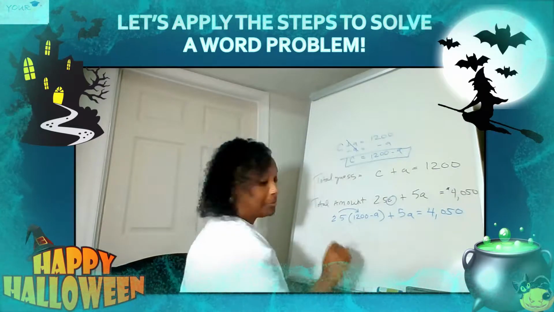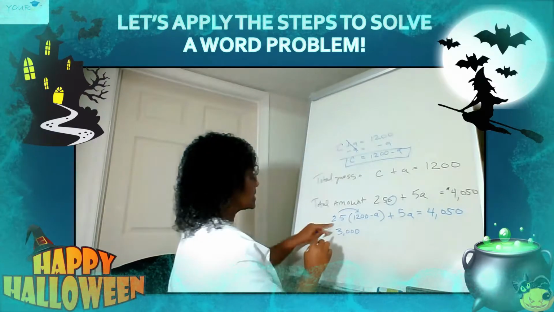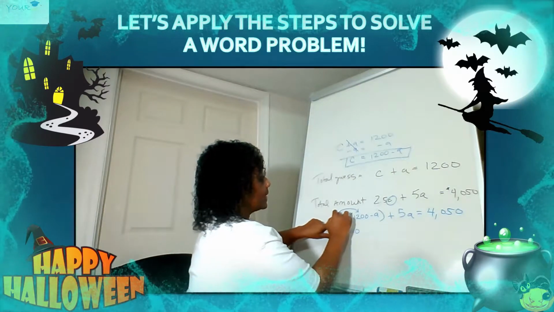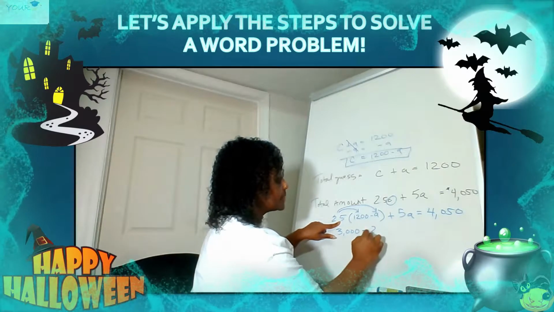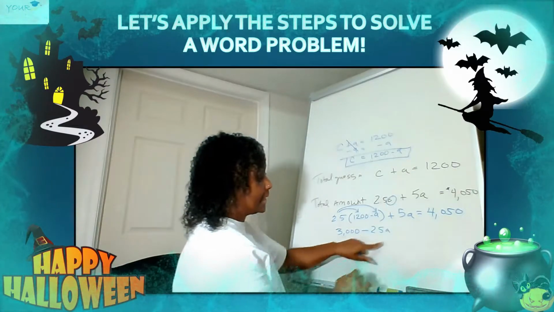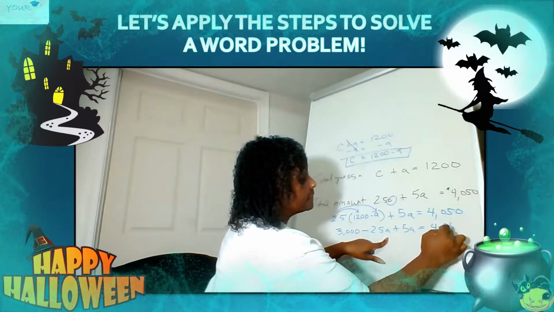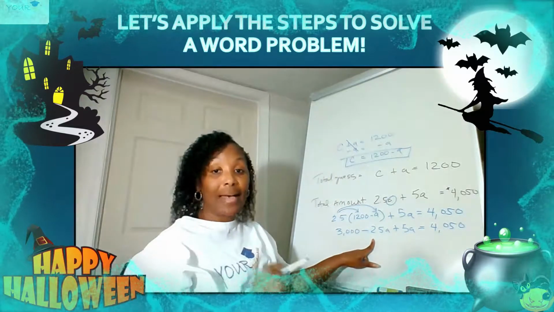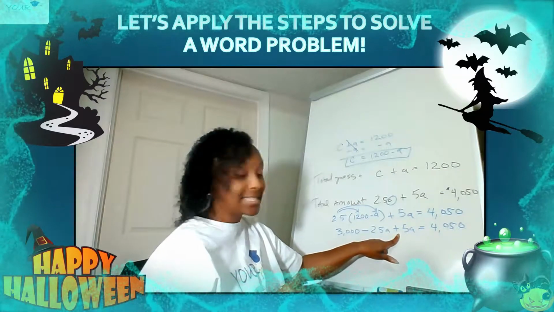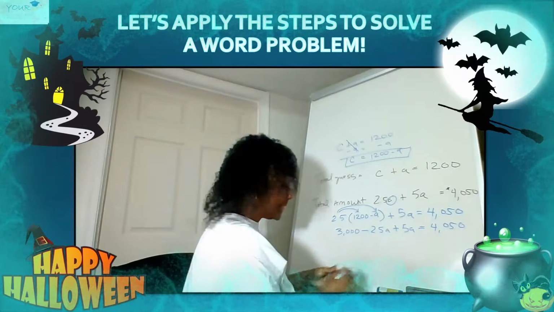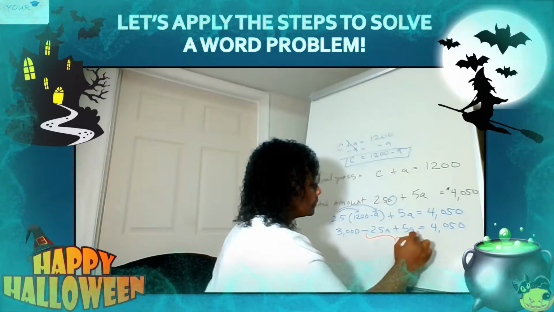Okay? So now I'm ready to utilize the distributive property, where I'm going to multiply 2.5 times 1,200, and that's going to give me 3,000. And now I'm going to multiply 2.5 times negative A, and that's going to give me a negative 2.5A. Now I bring down my plus 5A equals 4,050. So now I have two like terms because I have a negative 2.5A plus 5A. So I need to combine my like terms right here.